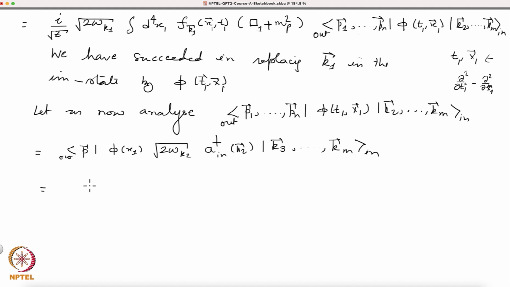So again I do what we did before. Sorry, something wrong. Yeah, this is fine. I should take out the 2 omega k2 outside. Okay, so I have phi, this is an operator, and a in dagger is an operator, which are sandwiched between this in and out states. Let me write it again.